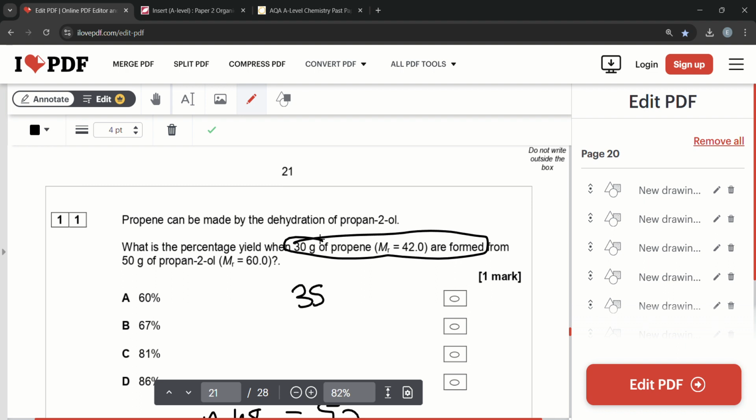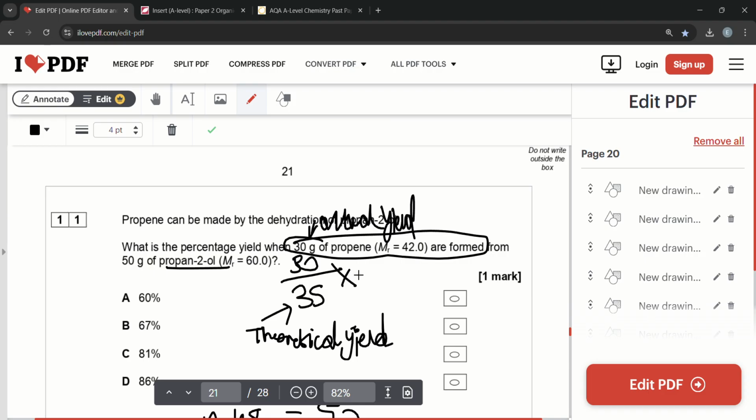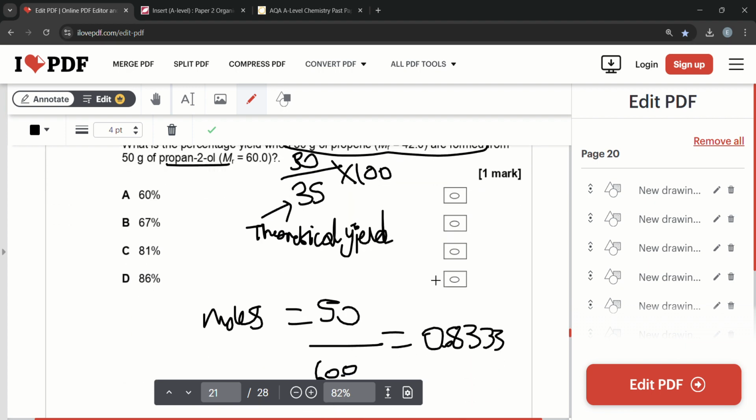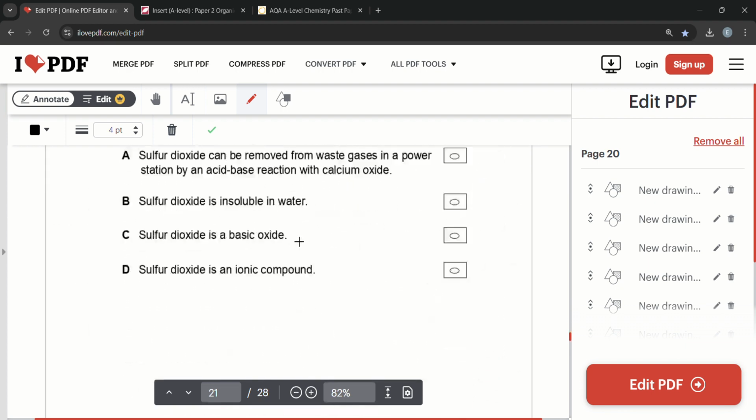35 grams. So what is this called? This is the theoretical yield. And how do we do that? Well, we work out the molar ratio and then we times it by its Mr. And how do we work out a molar ratio? We work out the molar ratio of something it was formed from, so propan-2-ol. So now the actual yield is 30 grams. And percentage yield is actual yield divided by theoretical yield times by 100. So 30 over 35 times by 100, and you should get 86%, 85.7, so 86.